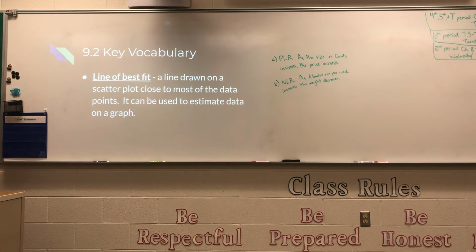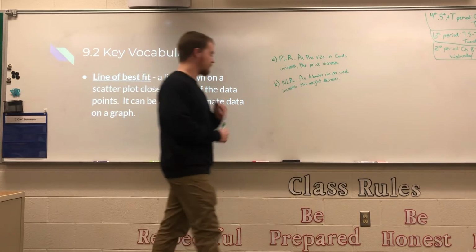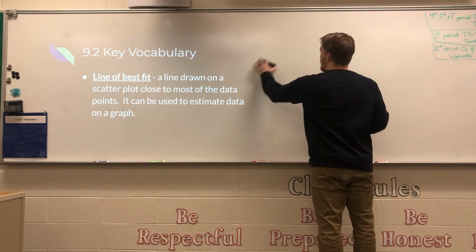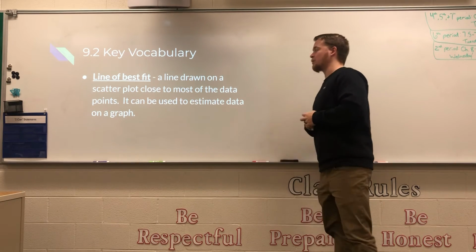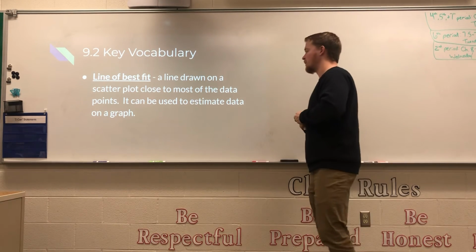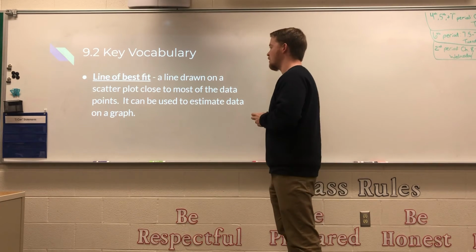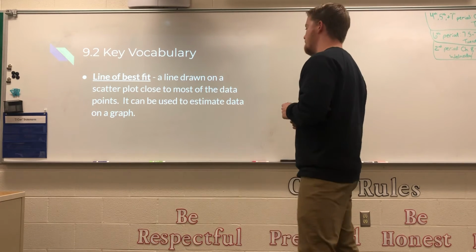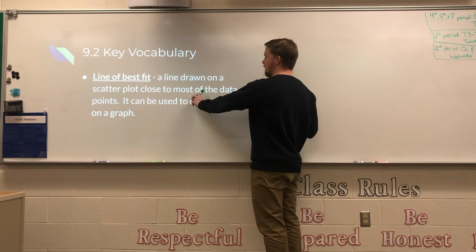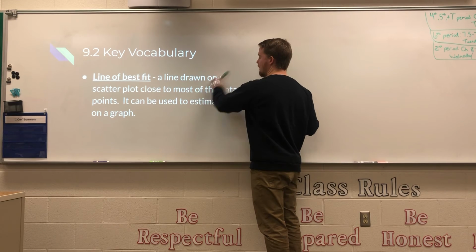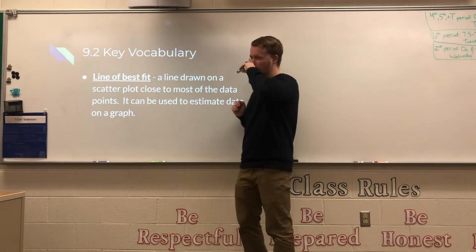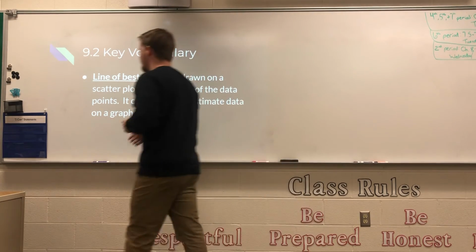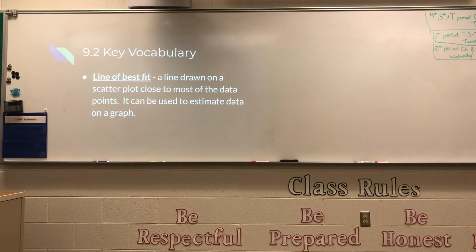Alright, so then let's look at what's called the line of best fit. This says a line drawn on a scatter plot close to most of the data points, it can be used to estimate data on a graph. So line of best fit is basically saying you're drawing a linear relationship, so a straight line that goes through most of the data points. And this next slide will give a better explanation of something when you draw it.